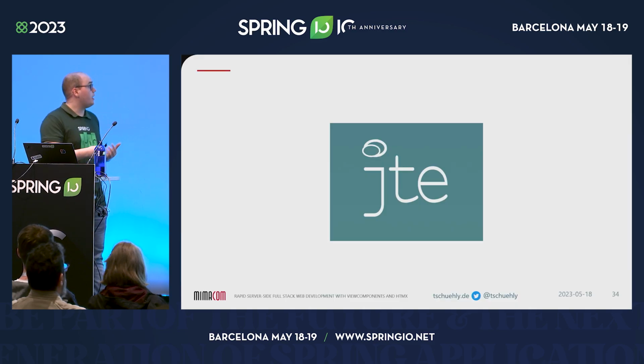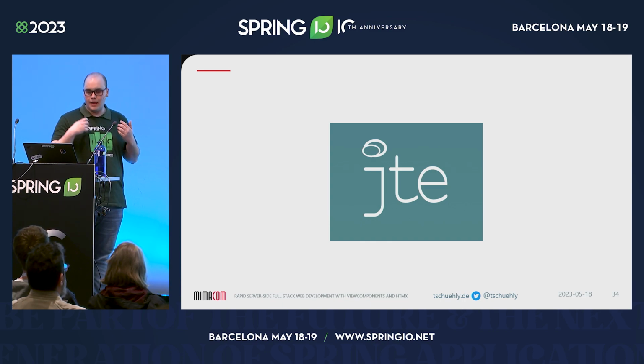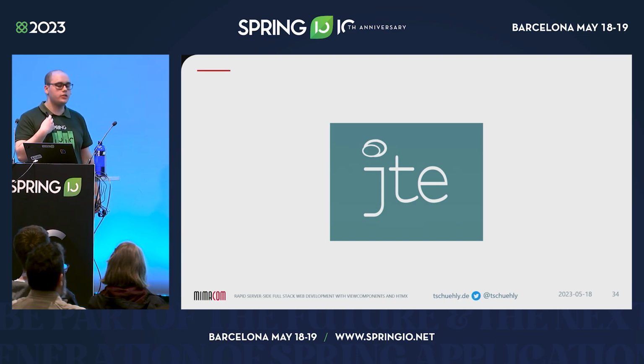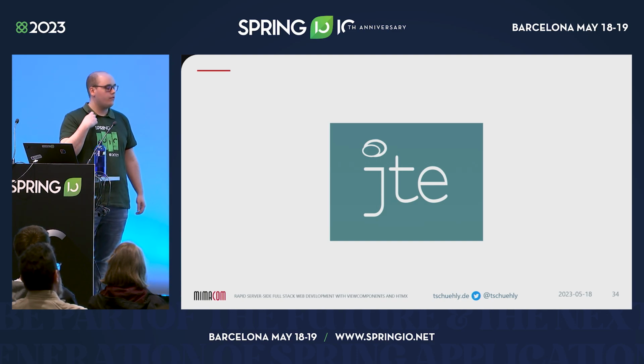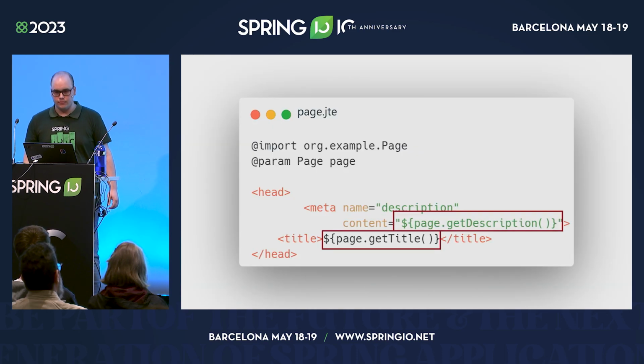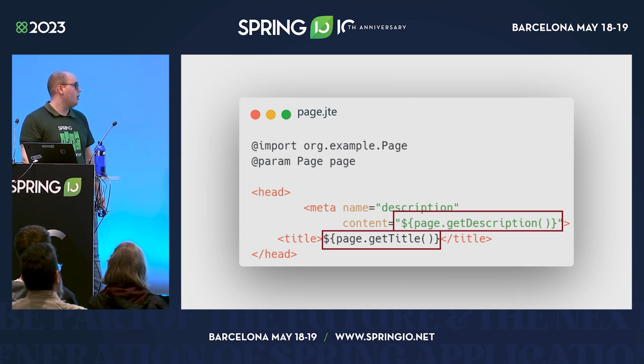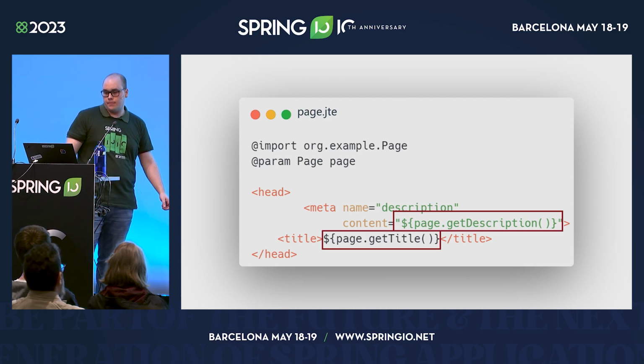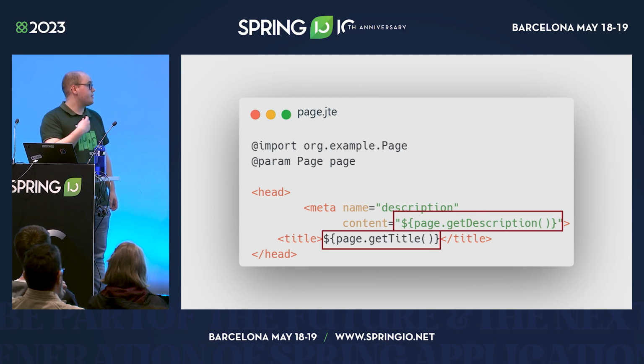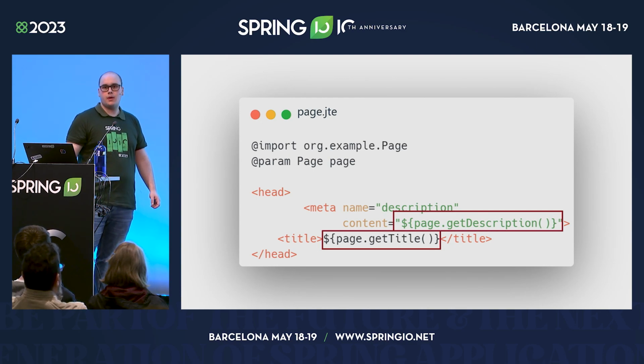Next, we will look at JTE, the Java template engine. It might feel more natural to Java developers, and it has an awesome plugin that makes JTE very productive. We can use plain Java expressions right inside our HTML with a dollar sign and curly braces. We can either use them inside attributes or inside our HTML directly.